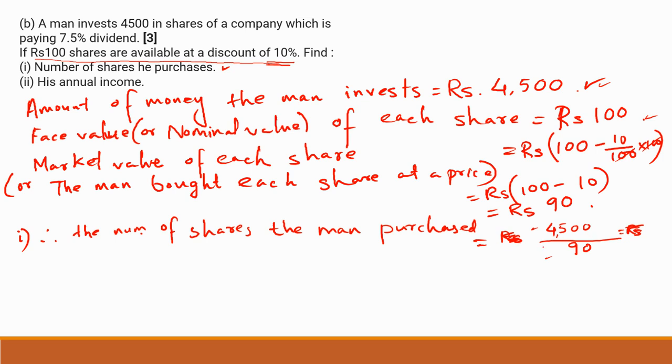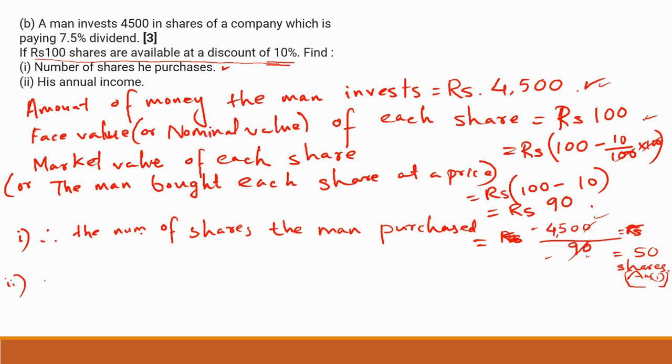If you write rupees, for sure it is wrong, right? 4,500 rupees he invested for a 90 rupee share. So how many shares is he buying? This gets cancelled. It is 50 shares. So he bought 50 shares. This is the answer to 1. Okay. Now the second question.